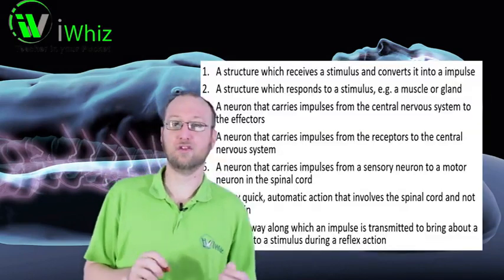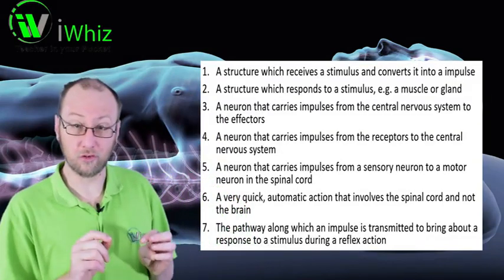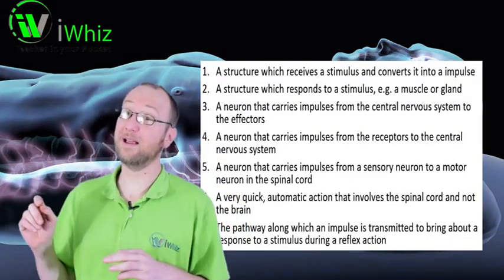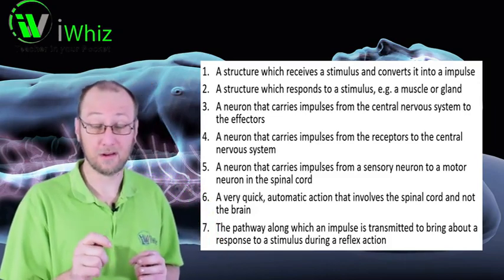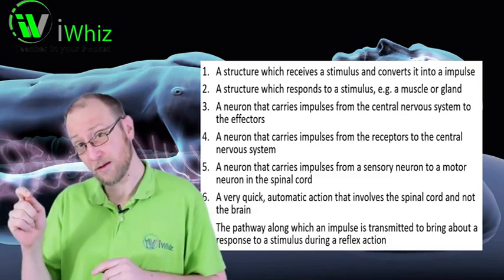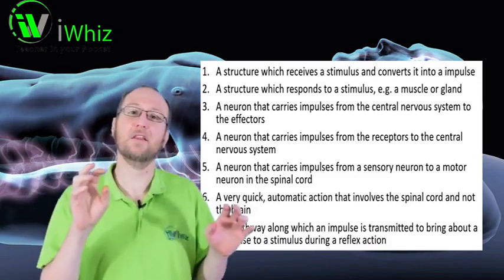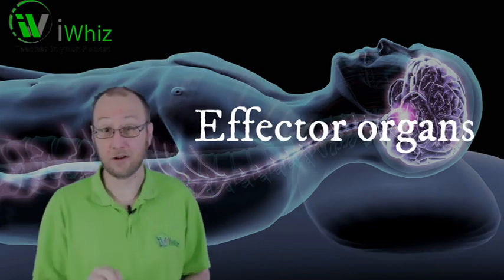Number 2, a structure which responds to a stimulus. For example, a muscle or gland. Okay, what do we call these ones? Okay, they are effector organs.